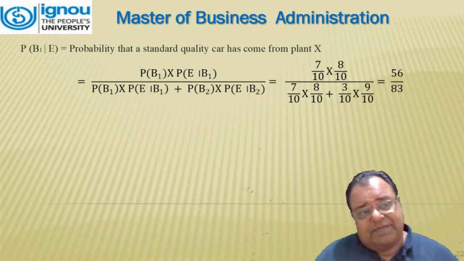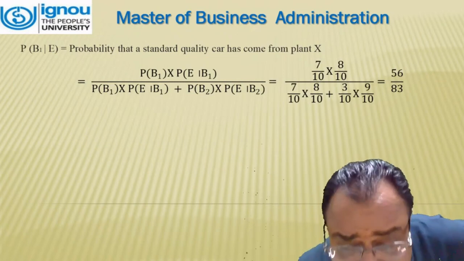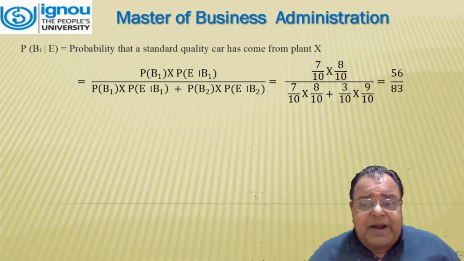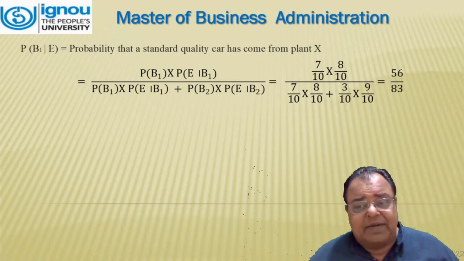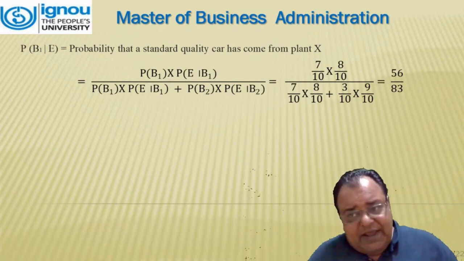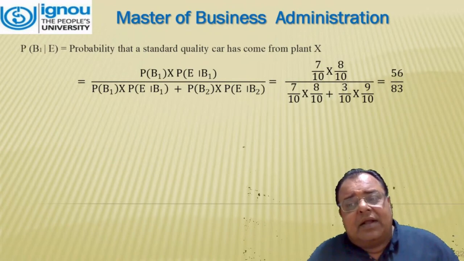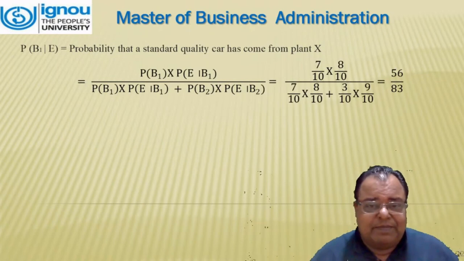Now I am moving to another part of this question. Here you are supposed to find the probability that a standard quality car came from plant Y. What will be the difference in the solution of this problem? Numerator will be replaced by 3 by 10 into 9 by 10, and your denominator will remain the same. That means we can say that our answer will be 27 by 83. You can do it.